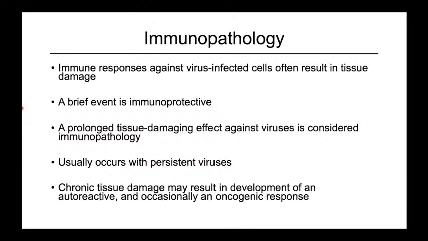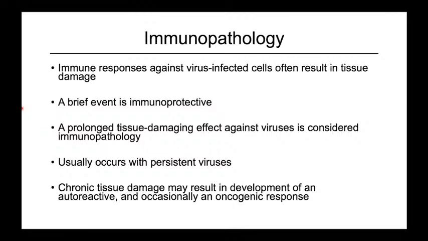But sometimes you tend to get prolonged inflammatory responses or cytotoxic responses, which now end up causing more tissue damage than what is expected. And that is what would be considered immune pathology. So this tends to occur with persistent viruses, but it can also occur with other viruses that are not persistent when you get overactivation of the inflammatory mechanisms, just like we have seen in cytokine storm.